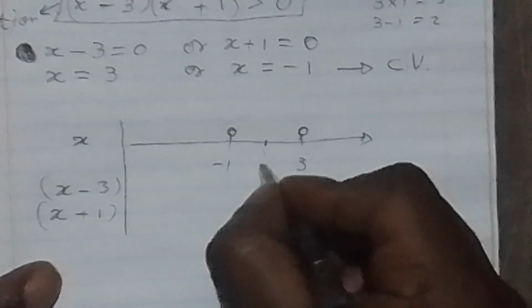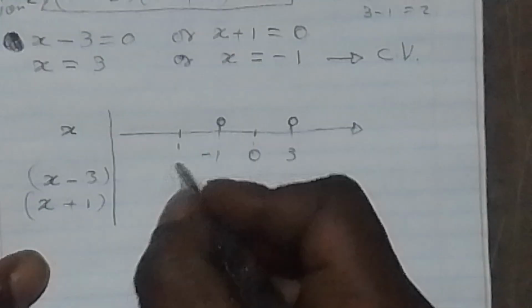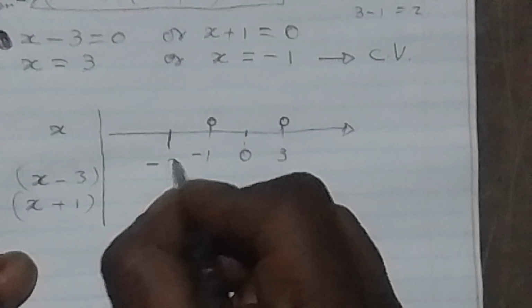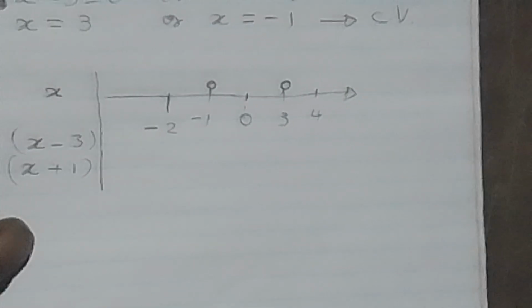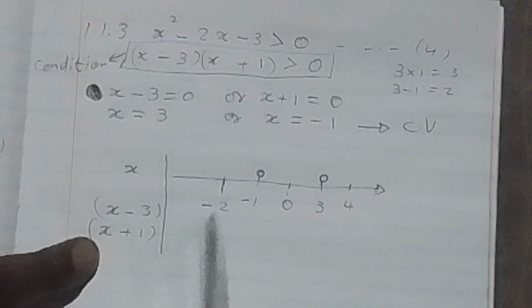You can get a 0. Then a number before minus 1, you can get a minus 2. A number just after 3, you get a 4. I'm writing these numbers so that we can supply all of them in these two brackets. Don't make the mistake of applying a minus 2 here and then at this one applying a different number from minus 2.